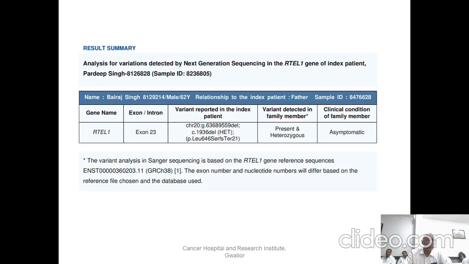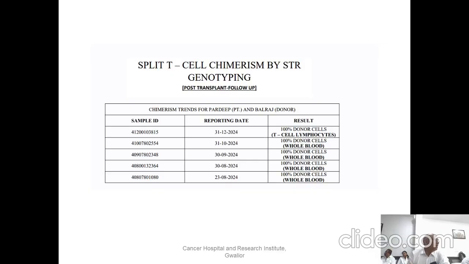Our HOD said, if the father has not developed disease till 55 years of age, that means it is unlikely that only RTEL is causing this aplastic anemia. There must be something else, a second hit, which is causing aplastic anemia in the son. So therefore, we should take a chance and transplant. Mother was not there, so we can't do anything. No sister. So we did transplant and he is still surviving.